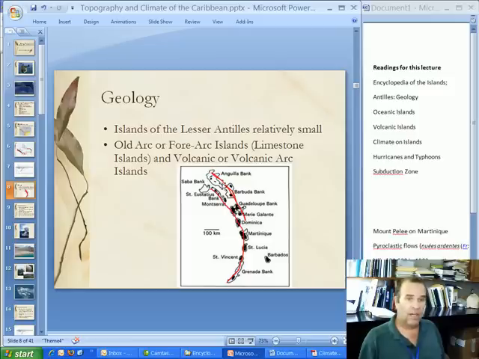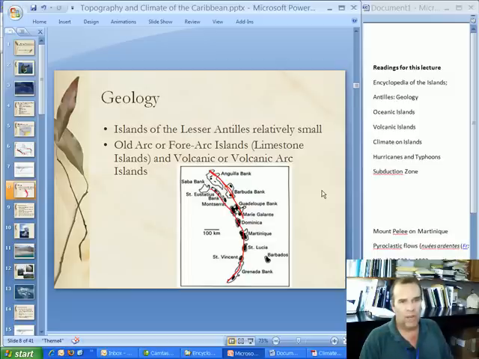This old arc is actually made up of extinct volcanoes, where the melting zone has moved further westwards, so that the volcanic activity has now moved further westwards. There's Montserrat there, and Martinique, and so on. So this set of volcanoes here along this part of the Lesser Antilles, these volcanoes are actually extinct.